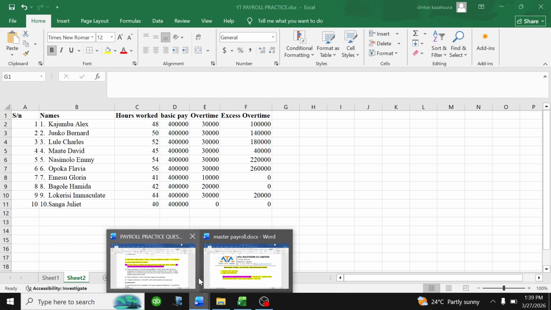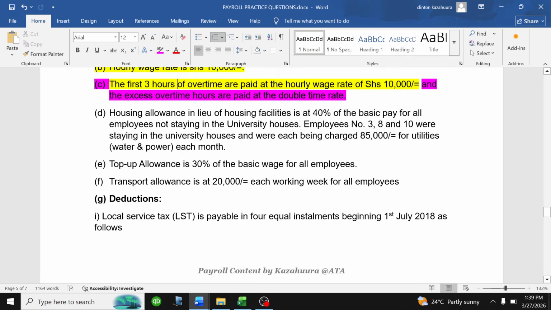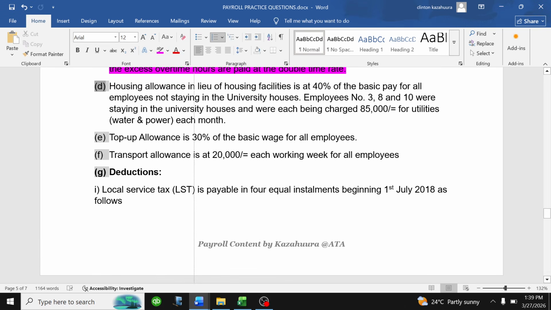So let us move, people. They are telling us there is another one, that the housing allowance in lieu of housing facilities is 40% of the basic pay for all employees not staying. Now this is where you have to pay attention. Not staying in the university houses. Employee numbers 3, 8, and 10 are staying in the university houses, and they are each being charged 85,000 for utilities, which is water and power, for each month. So we have to pay attention.